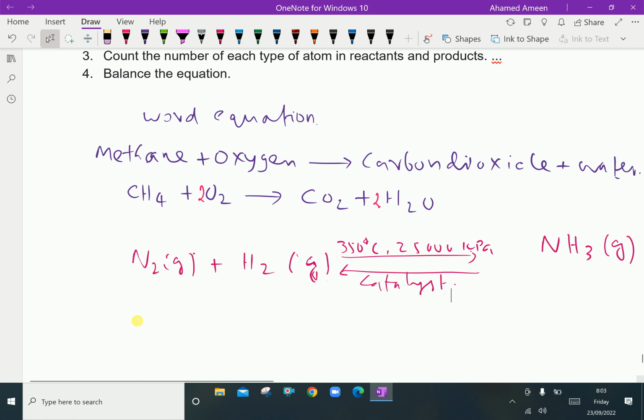So this double arrow indicates that the reaction occurs in both the forward and reverse direction, and then the final result is a mixture of all. NH3 is the product, and these are the reactants. This equation itself gives more information about states and conditions.